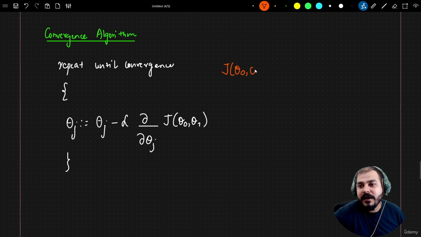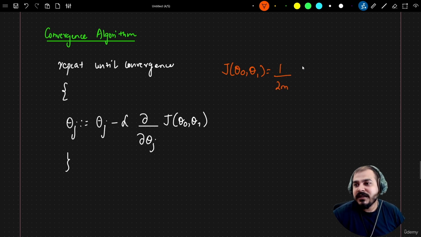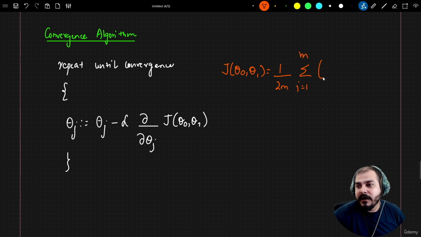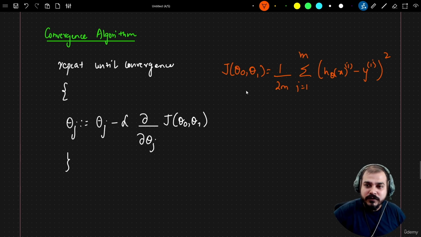We already explained it. J of theta 0 comma theta 1 is nothing but our cost function. So if I know my cost function, it is 1 by 2m, summation of i equal to 1 to m. m basically means the number of data points I have. And then I have h theta of x of i minus y of i, whole square, right? So this is the cost function that I specifically used for J of theta 0 comma theta 1.